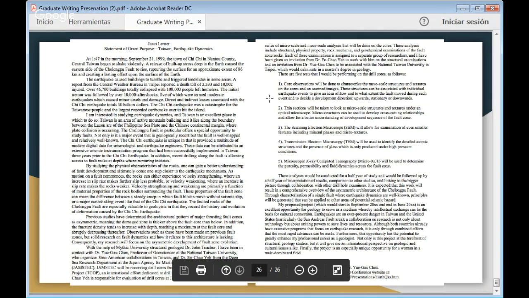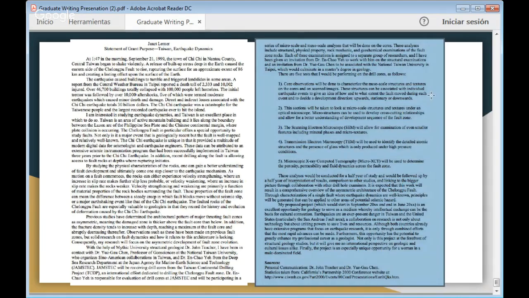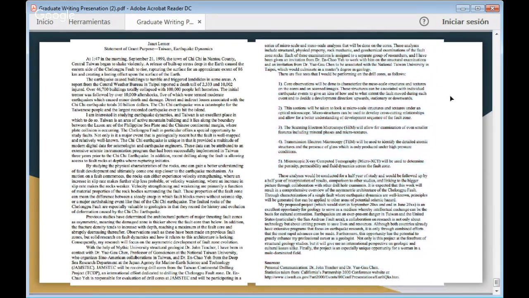And what I really liked about her study research objective essay is we see the 5 tests she would perform on the drill course. So here, you see her specific ideas for this project, how she's planning to carry out her project and what exactly it is that she wants to do. If you look under the 5 points, these analyses would be conducted for a half year of study. She has a timeline set.